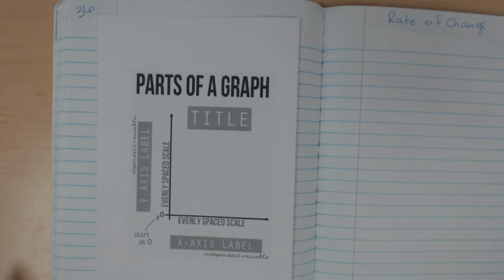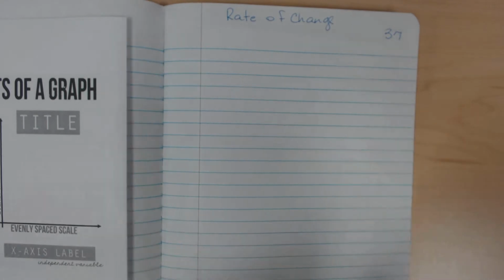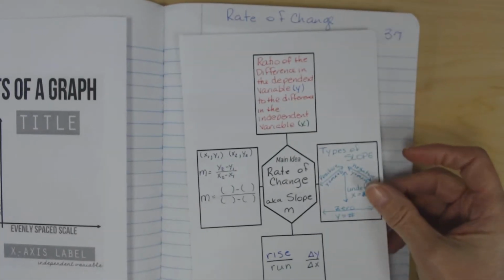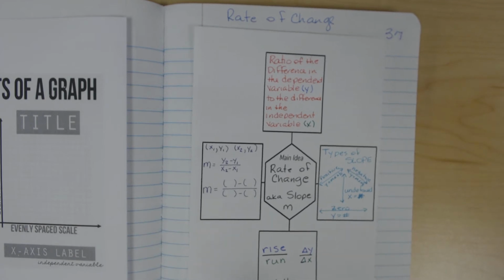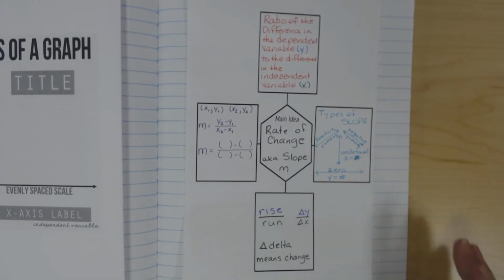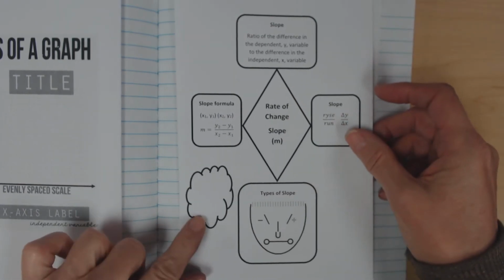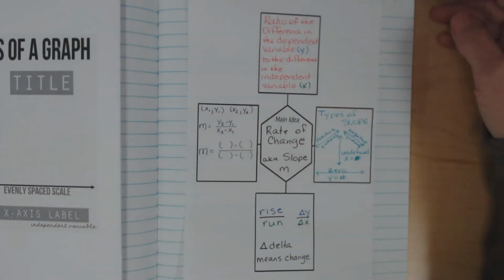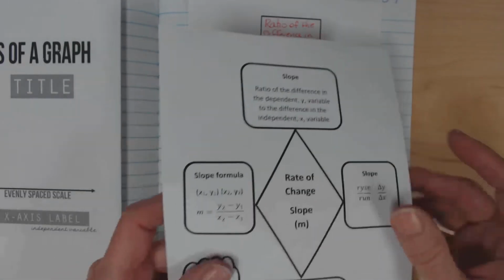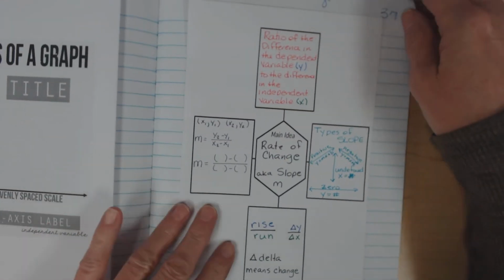And then the next page is going to be rate of change. At the time of filming, there were two options. I have already made a video for this rate of change for these notes, and you can go look at that to get this filled out. And if we don't use this, then we might be using this one with the little cloud and the face. So that's what's going to go on this one. If we choose to use this one, I'll make another video with these notes in it.